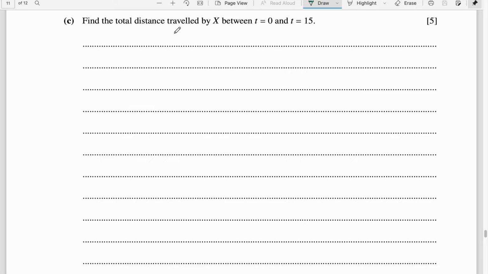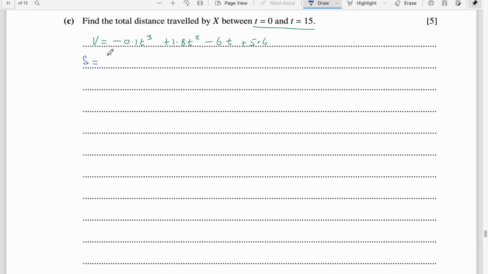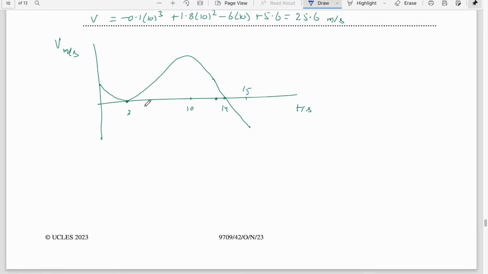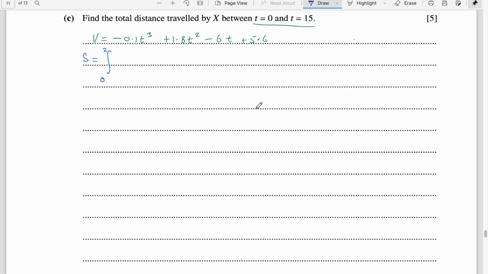Question 7 C part. Find the total distance traveled by x between time 0 and 15. So equation of velocity is minus 0.1 t cubed plus 1.8 t squared minus 6t plus 5.6. In order to find the displacement, we need to integrate the given equation. So s is equal to integrating it, and from 0 to 2. We have these sections from 0 to 2, 2 to 14 and 14 to 15. So we're going to find the displacement individually and then add them. So negative 0.1 t cubed plus 1.8 t squared minus 6 t plus 5.6 dt.